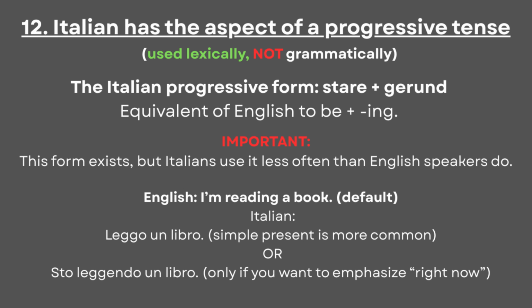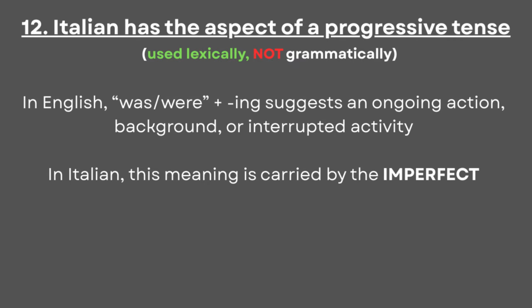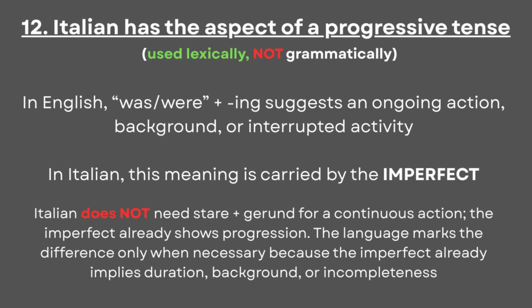It also explains why stare is used, because it's needed for temporary progressive actions. In English, we use was or were plus ing for continuous actions, while in Italian, the imperfect past tense is sufficient. In other words, Italian does not need stare plus a gerund for a continuous action, because the imperfect already shows progression. The difference is that Italian marks it only when necessary, for duration and incompleteness.